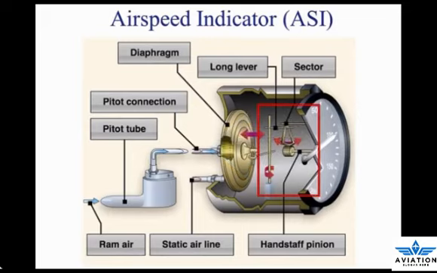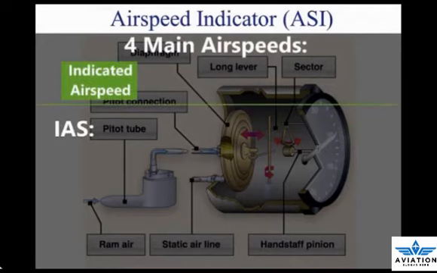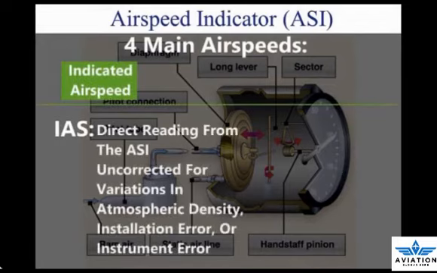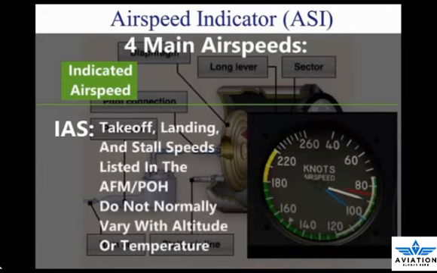Just as in altitudes, there are multiple types of airspeeds. Pilots need to be very familiar with each type. 1. Indicated airspeed, IAS. The direct instrument reading obtained from the ASI, uncorrected for variations in atmospheric density, installation error, or instrument error. Takeoff, landing, and stall speeds listed in the AFM-POH are IAS and do not normally vary with altitude or temperature.